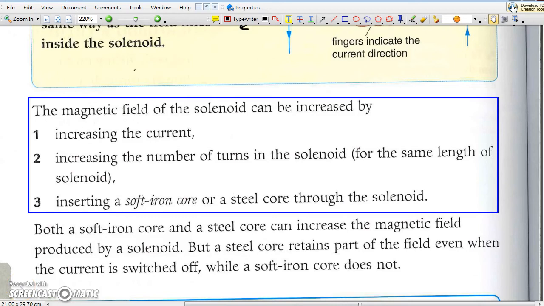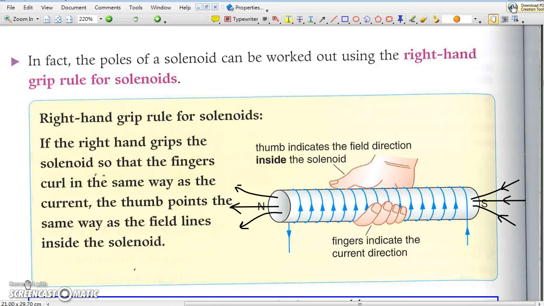We may increase the strength of a solenoid by increasing the current or density of turns, or by inserting a soft iron core or steel core through the solenoid. When an iron core or steel core is inserted into the solenoid, it will be magnetized by the magnetic field to produce an additional magnetic field, called induced magnetic field. Hence, the resultant field becomes stronger.